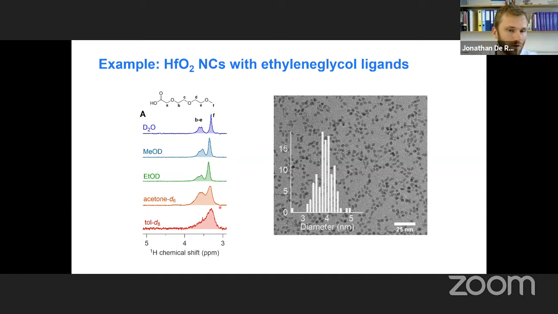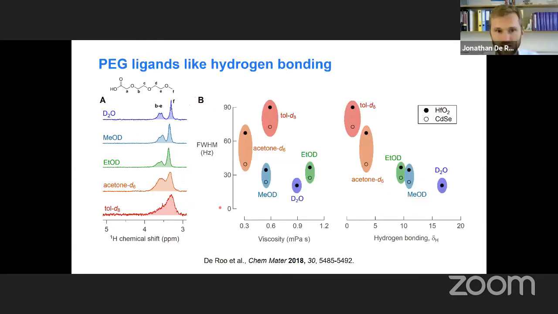If we try to find a correlation between solvent properties and the full width half maximum of those lines, we arrive at something like this. So you can try to make a correlation with the viscosity, but that doesn't really work out. It is very much correlated with the hydrogen bonding parameters as defined by Hansen. And that's logical, because you can look at this ligand and see, okay, this has a lot of oxygens, it's kind of polar, and it likes hydrogen bonding. It's a hydrogen bond acceptor.